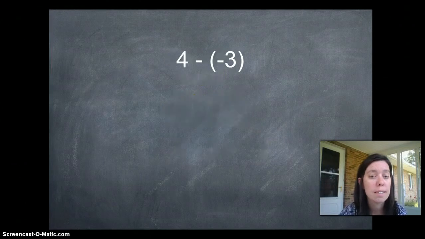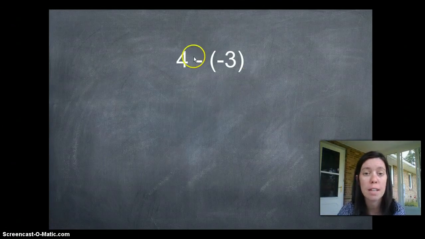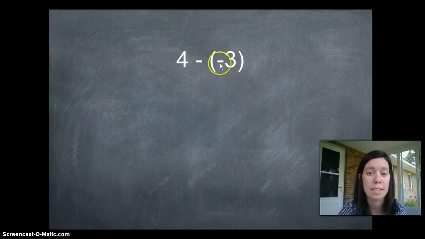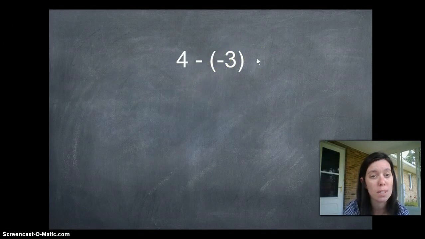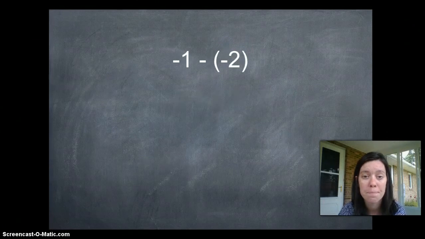If we had this, it would be read as 4 minus negative 3. The first sign is the operator, that's the minus, and the next is the sign of this number, so that's the negative. We would change the minus sign to a plus sign and take away the negative. So imagine what it's going to look like. 4 plus 3, and we know that's 7. Here's one for you to try.